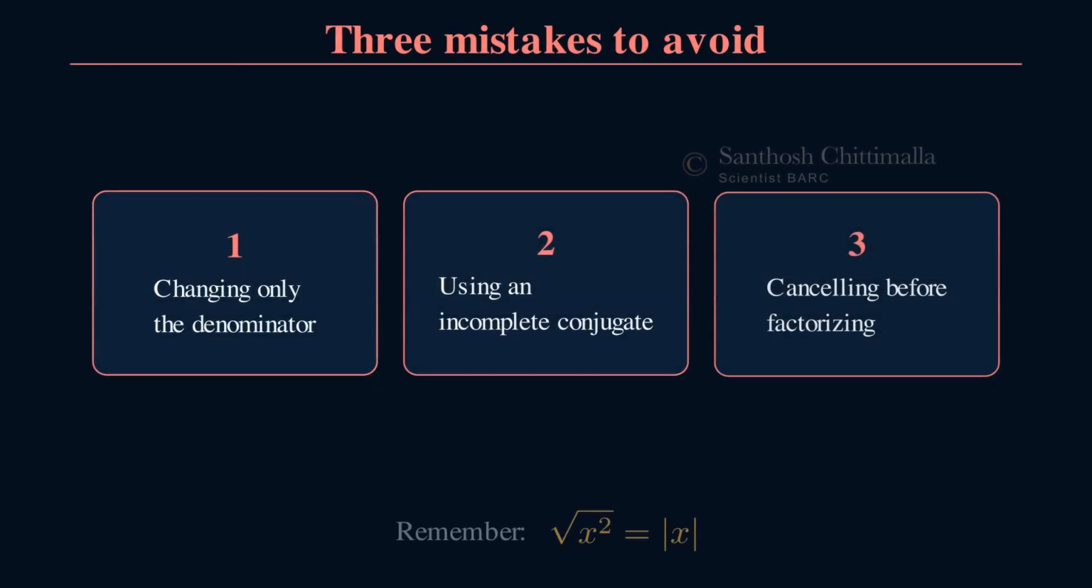Avoid 3 common mistakes. Multiply both the numerator and denominator. Use the complete conjugate and simplify the denominator before cancelling anything. Also remember that a square root represents a non-negative principal root.